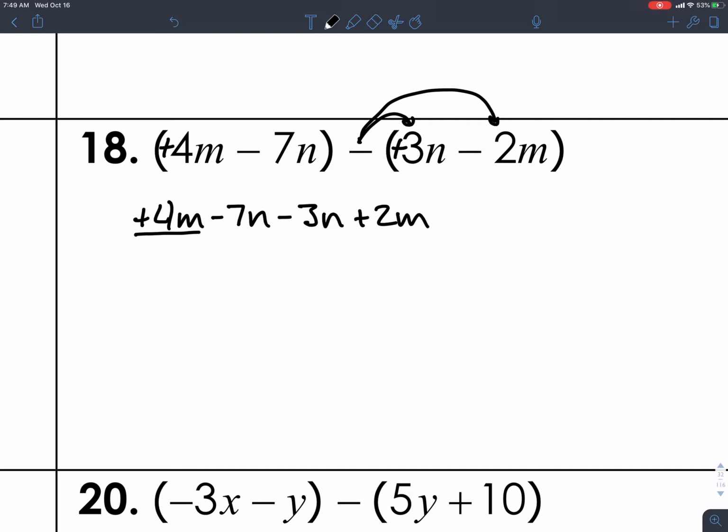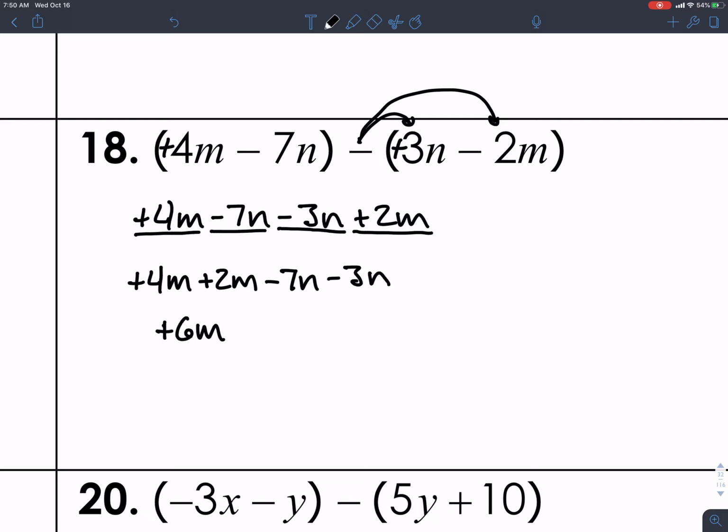Now, let's underline our terms. Positive 4m, negative 7n, negative 3n, positive 2m. Let's put our m terms first, because that comes alphabetically before n. So the positive 4m can stay there. The positive 2m is going to move. The negative 7n will come next, and then the negative 3n at the end. Now we can combine a positive 4 and a positive 2. That gives me a positive 6m. A negative 7 and a negative 3, that's a bunch of negatives, so that gives me a negative 10n. I'm done. Okay? That's it. That's all I got to do.